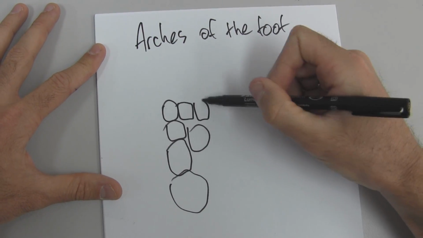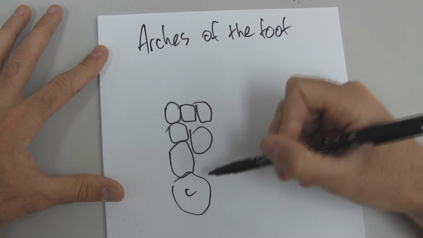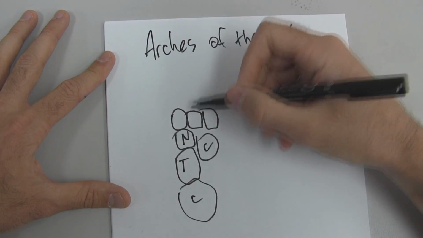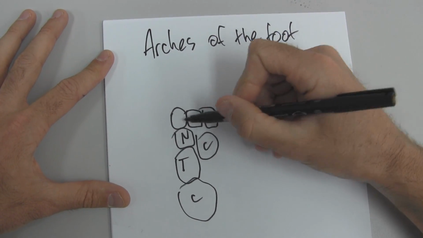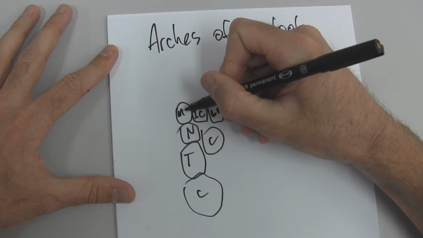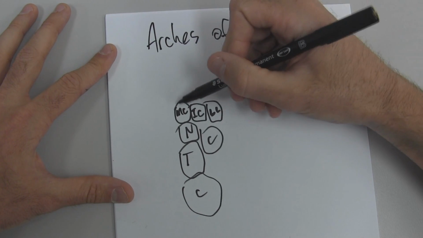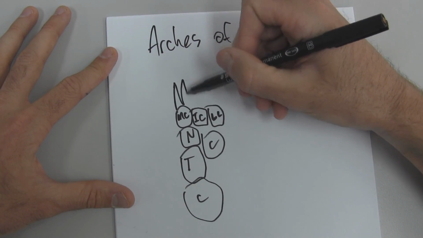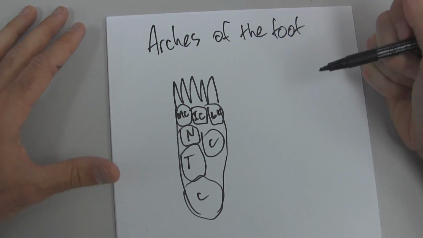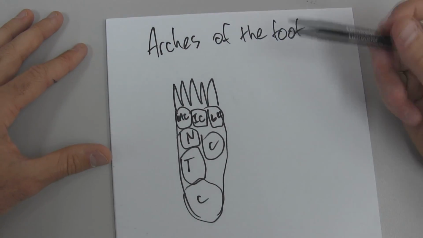Bones of the foot. So you've got calcaneus, talus, navicular, cuboid, and then the three cuneiforms: lateral cuneiform, intermediate cuneiform, and medial cuneiform across the front. We'll now draw in our 5 metatarsals, so 1, 2, 3, 4, 5. And it sort of rounds out the foot. Very simple drawing of what the foot might look like.